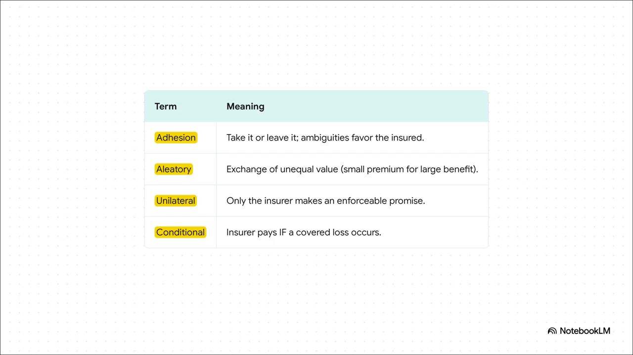Oh, and remember this. Life insurance is a valued contract. It pays a set dollar amount. Most health insurance is a reimbursement contract. It pays for the actual costs.